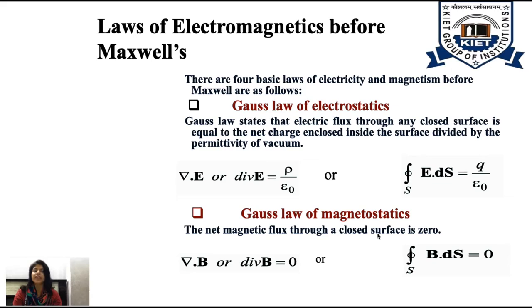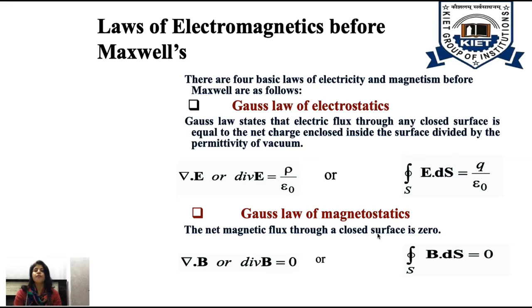Means surface integration of E dot ds, which shows electric flux, should be equal to, according to Gauss law, Q by epsilon naught, where epsilon naught is the free space permittivity and Q is the total charge enclosed within the surface. Where surface integration of E dot ds is known as electric flux. It should be equal to, according to Gauss law of electrostatics, Q by epsilon naught.